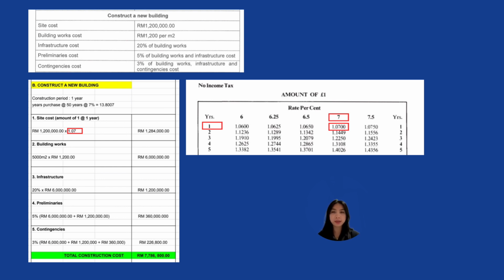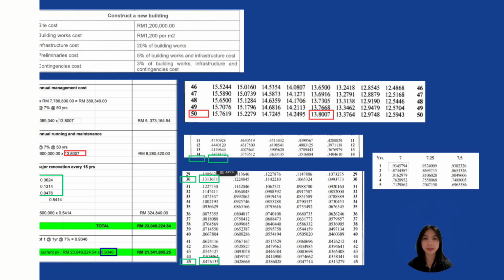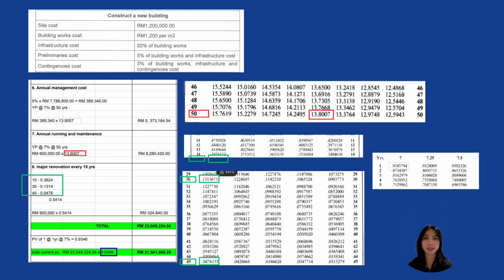The building work cost is calculated as 5,000 square meters times RM1,200, which equals 6 million. Infrastructure cost is 20% of building works, giving 1.2 million. Preliminaries are 5% of building works plus infrastructure, giving RM360,000. Contingencies are 3% of the previous construction cost, resulting in 226,800. So the total construction cost is therefore RM7,786,800 only.